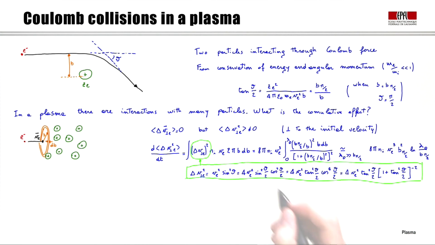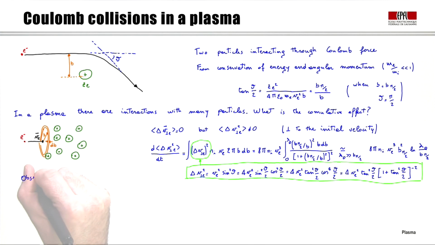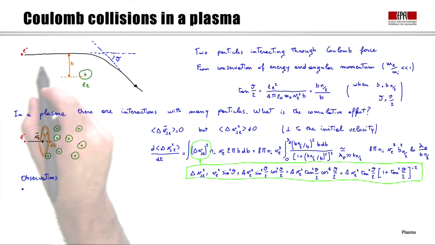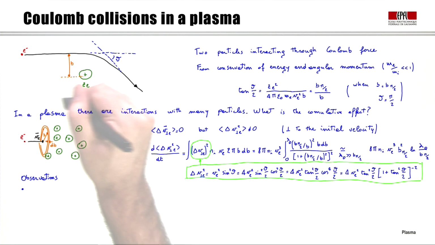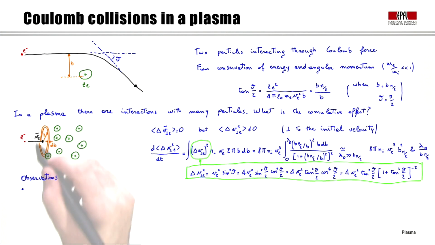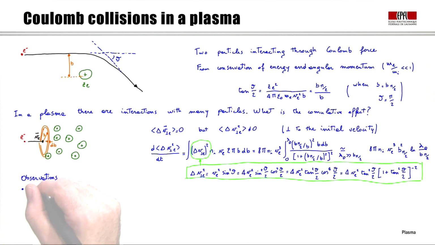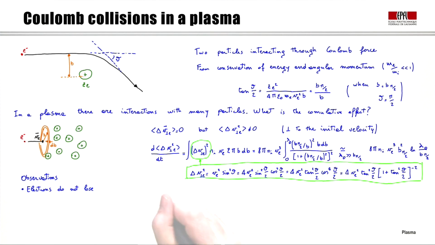Well, this is a key result that allows us to make 3 observations. The first one is related to the evaluation of what is the change in the parallel velocity of the electron beam due to these collisions, to this ensemble of collisions. This can be done by noticing that the electrons do not lose much energy.